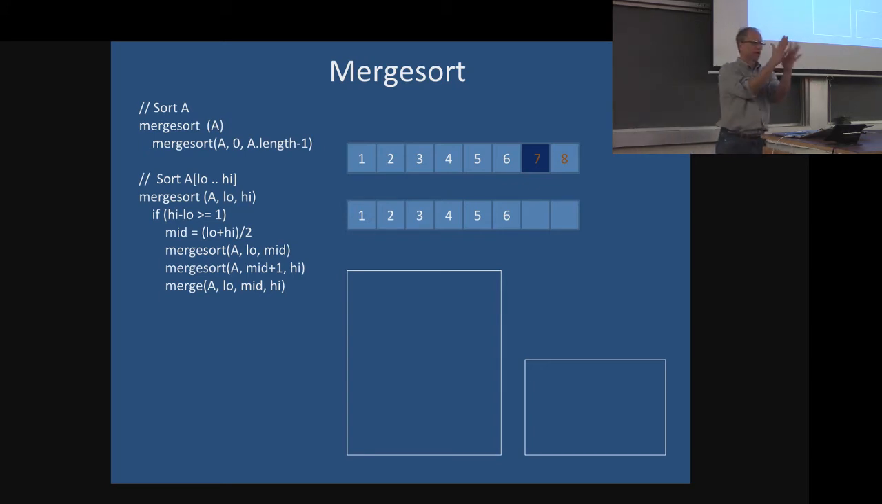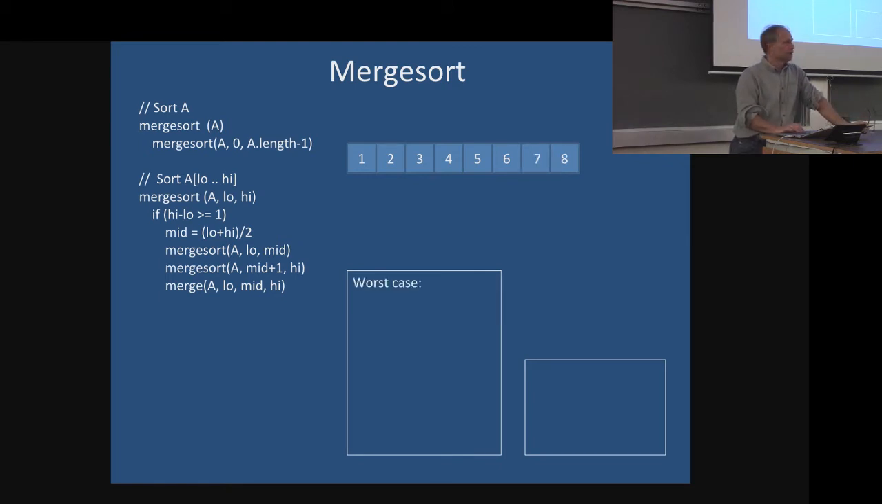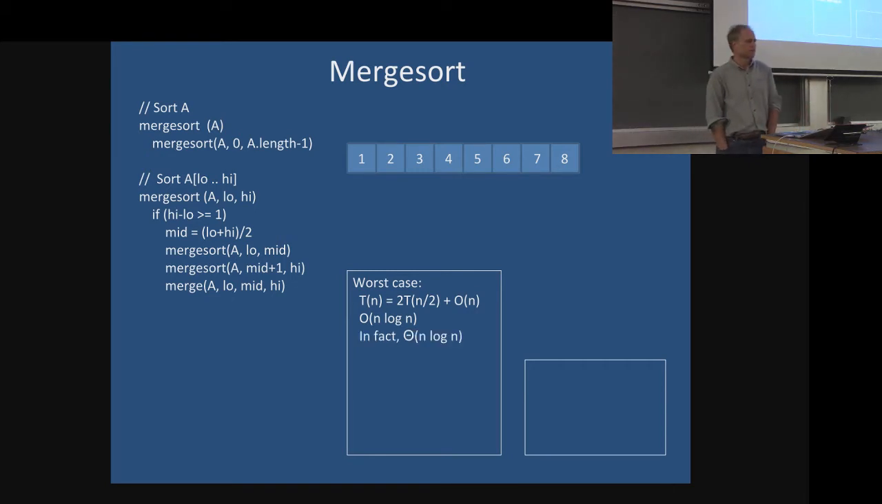But the point is, you have to do something special when you run out of one array. You stop merging at that point. So here is the worst case. We just said 2 recursive calls, each half as big, plus linear time. And we get the bound as O of n log n. Okay? And in fact, it's always n log n. The worst case is always n log n, so it's theta of n log n.